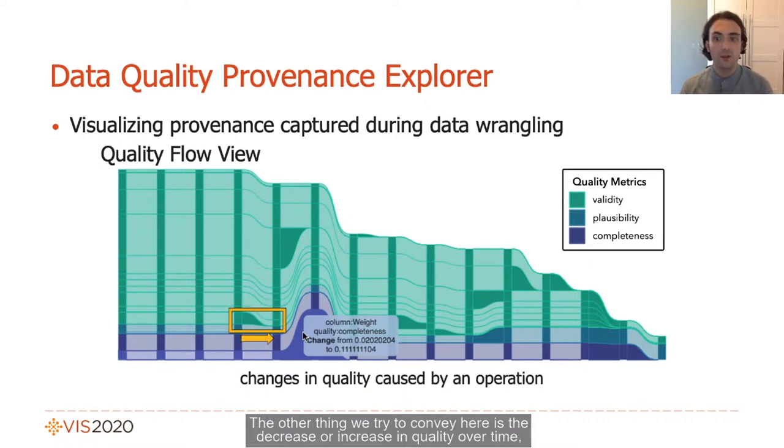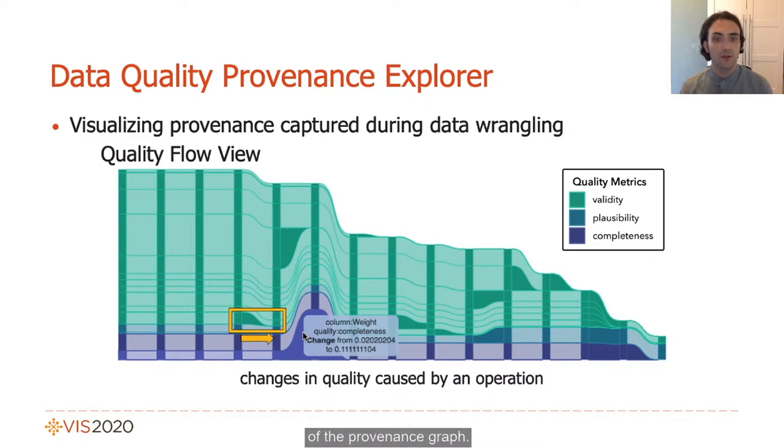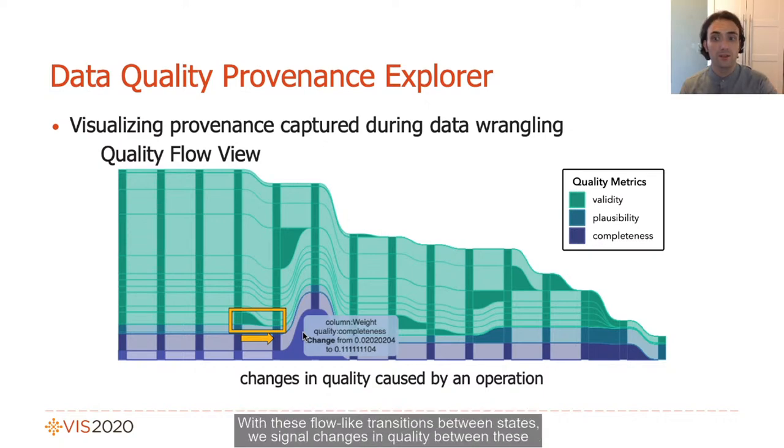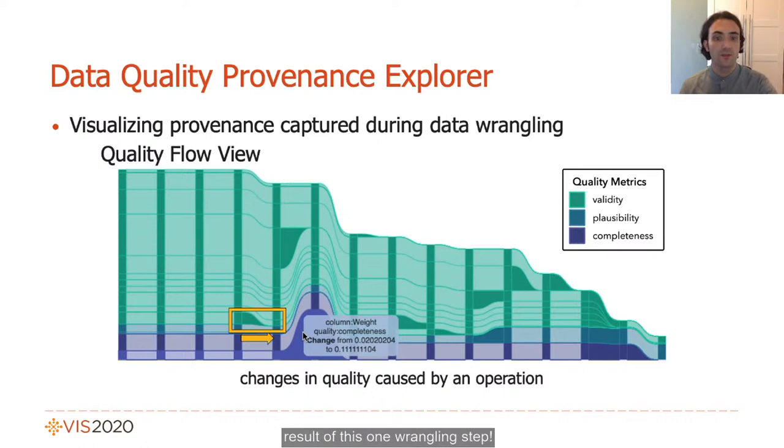What we try to convey with this view is the proportional amount of errors in the dataset. The other thing we try to convey here is the decrease or increase in quality over time for each and every wrangling operation. Each dark colored stacked bar corresponds to a state in the currently selected branch of the provenance graph. With these flow-like transitions between states, we signal changes in quality between them. So, for instance, in the highlighted box, there was a decrease in quality issues for a particular column. This means that quality has improved as a result of this wrangling step.